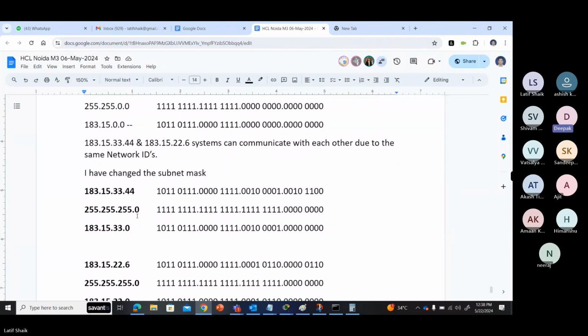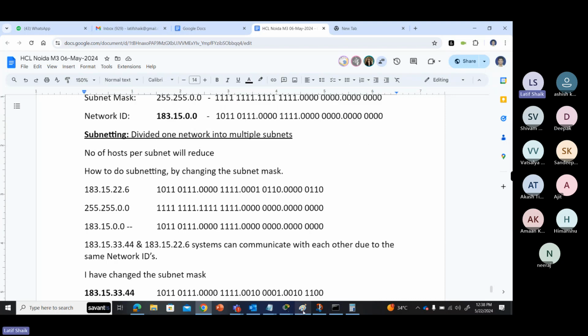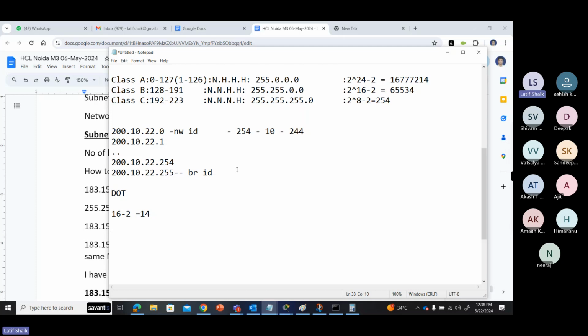What is the main advantage of doing this? Those are the two points I told. What is the first advantage? I need not pay for 254. I need only 10, so I'm paying only for 14, not for 254. I'm wasting only 4 here by using subnetting.